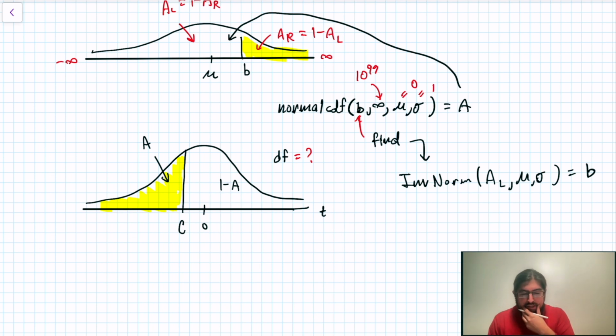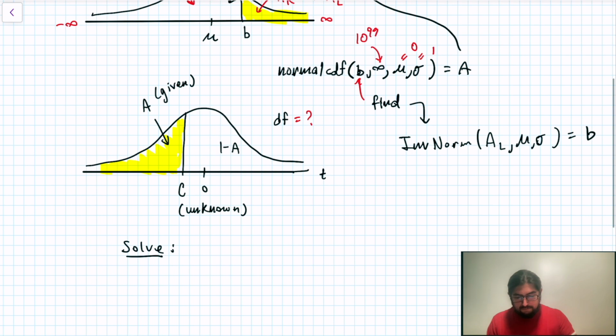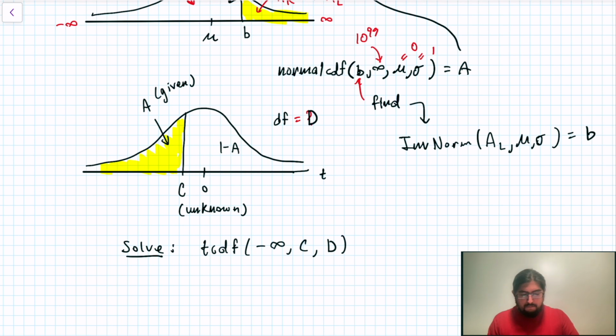So what we want to solve is the following. This is given in the problem, and this is our unknown in the problem. So the question is, can we find c such that this is true? Really what we're doing is setting up the following equation. We want to solve TCDF from negative infinity, which again is negative 10 to the 99, to c, comma, whatever the degrees of freedom are, which I'll call d actually, to be equal to a. That's what we want.